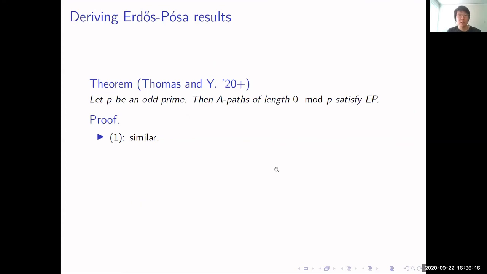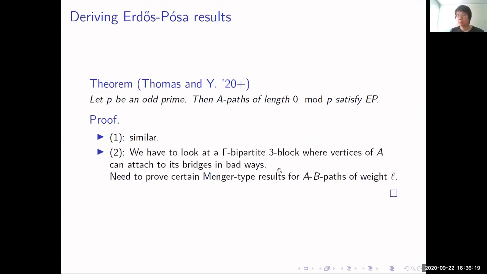But in the second outcome, it's actually much more difficult. What happens is that we get a small hitting set for the highly connected part of the tangle that destroys all the non-zero cycles. But what we end up with is a 3-block that is gamma bipartite, which means there are no non-zero cycles. We have this 3-block, but the vertices of A can attach to the bridges of this 3-block in very ugly ways. So this requires quite a bit more work, and it's probably the most technical part of our proof.